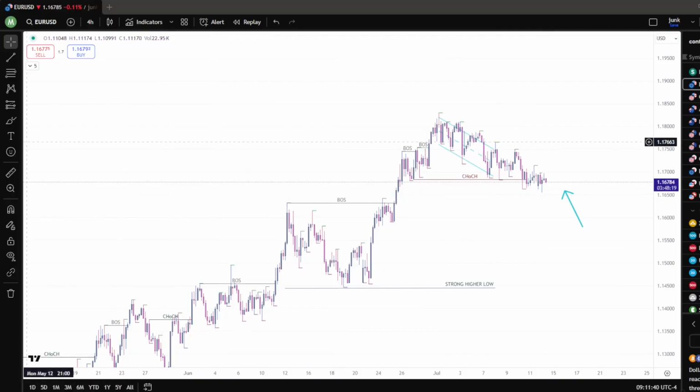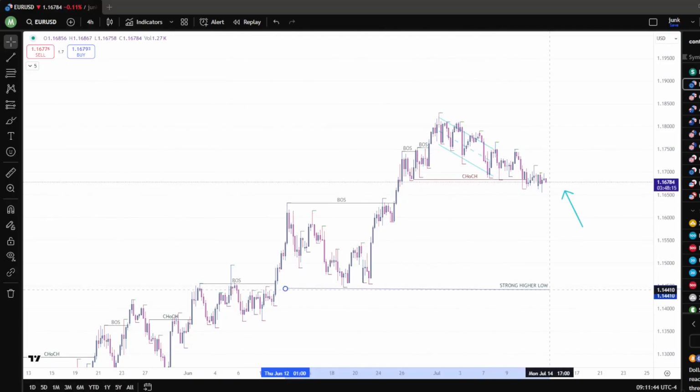We take a look at the US dollar pairs and the Forex market. Today, we'll start by taking a look at Euro USD on the 4-hour chart. Go ahead and map out the current range.